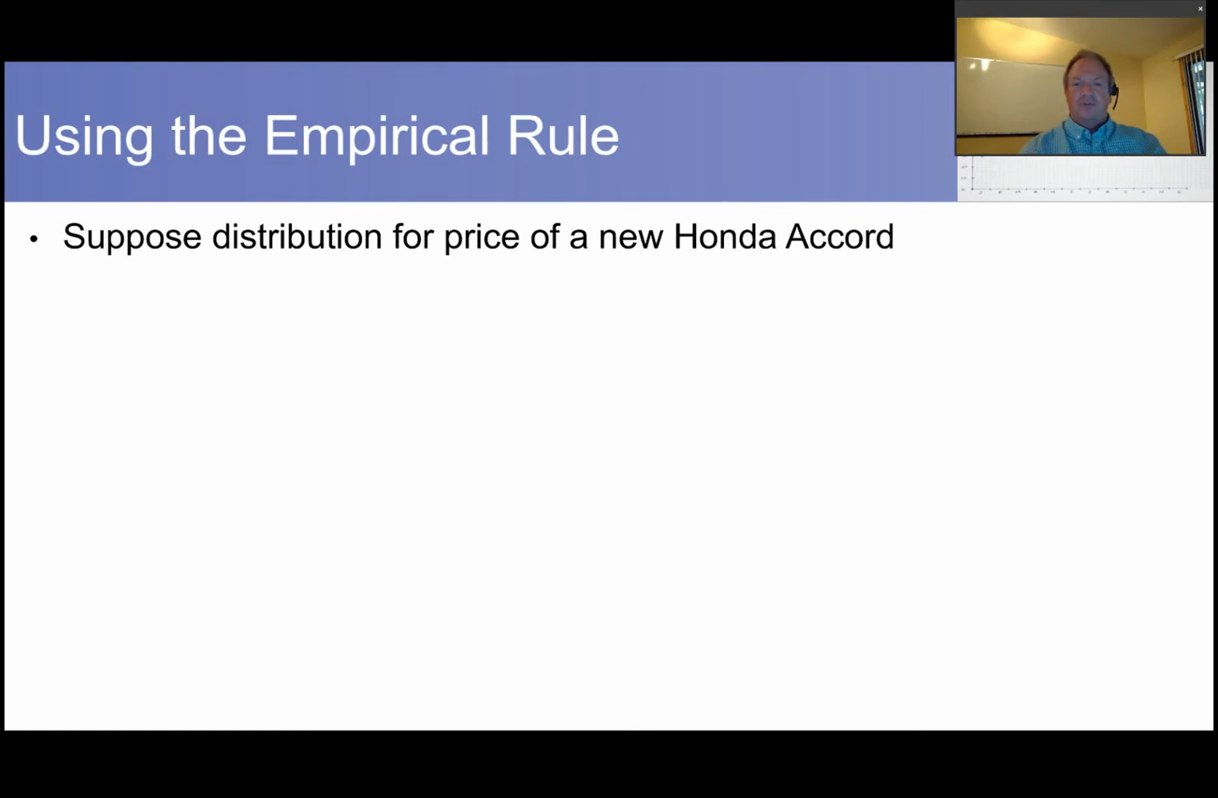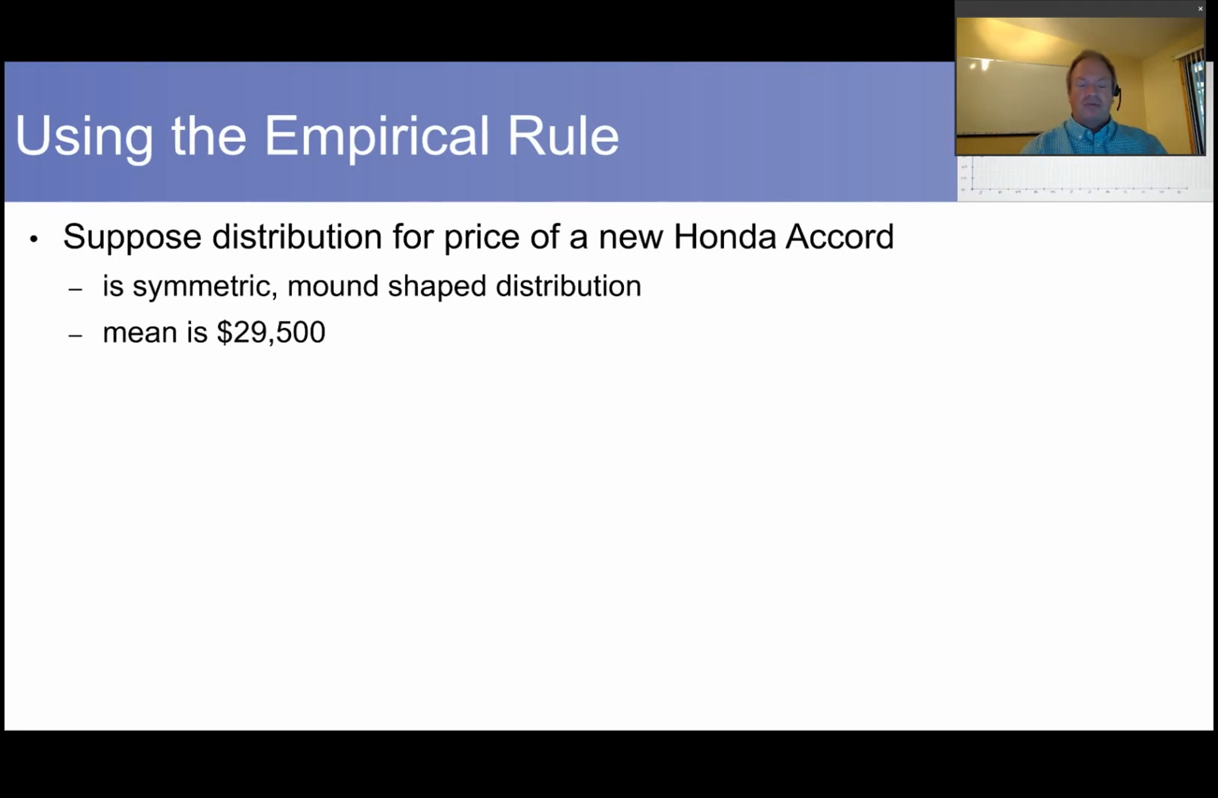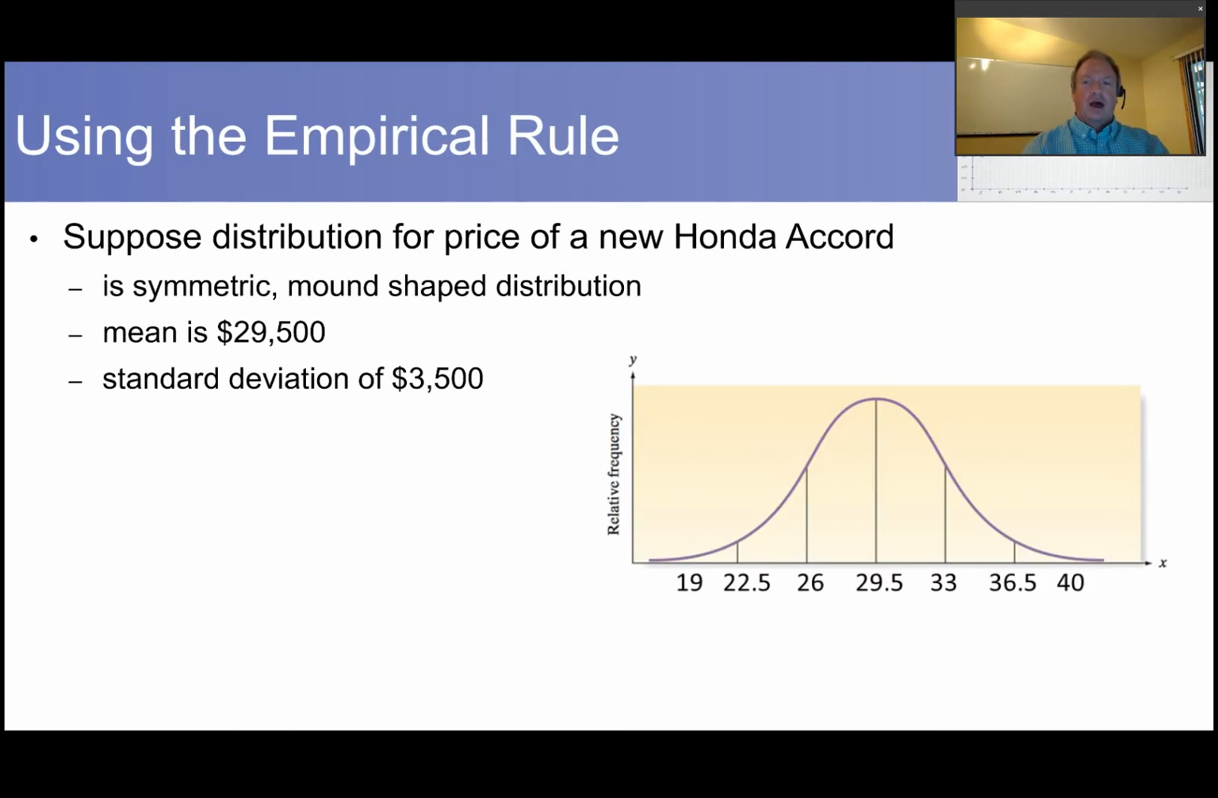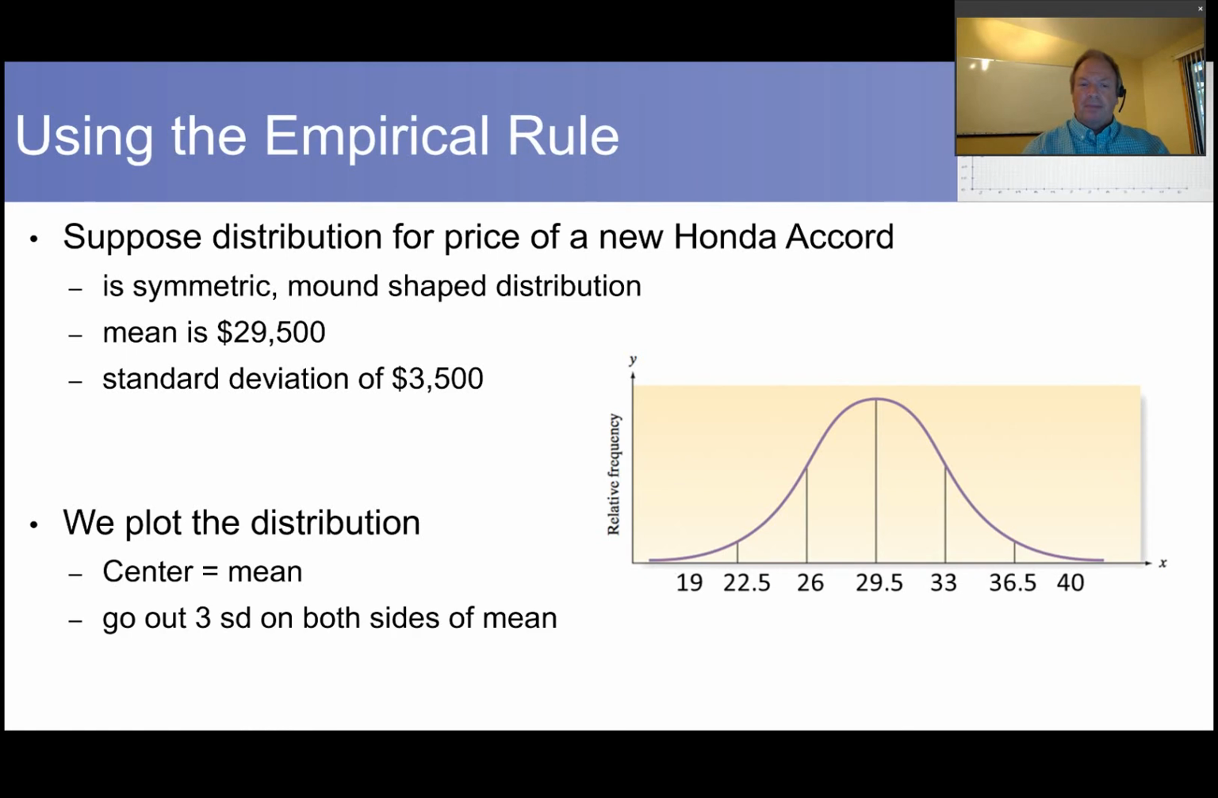So let's go ahead and look at a situation where we had the distribution for the prices of new Honda Accords. We know it's going to be symmetric and mound-shaped. And let's just suppose from the data we find out the mean is 29,500 and the standard deviation is 3,500. A really good rule of thumb when you're working problems like this is to sketch out the distribution, right? So I know that this distribution is going to be symmetric and mound-shaped. I'm going to enter the mean at the center. And then I'm going to step out in units of 3 standard deviations on both sides.